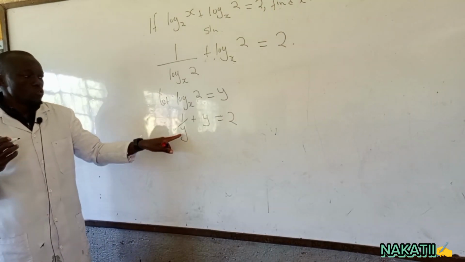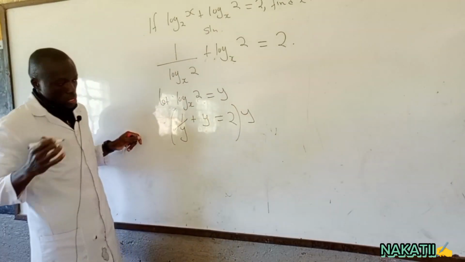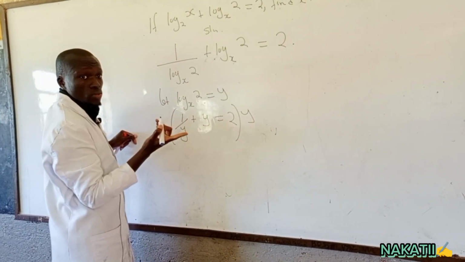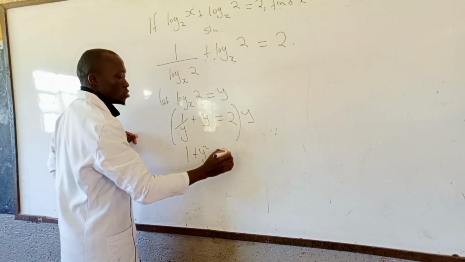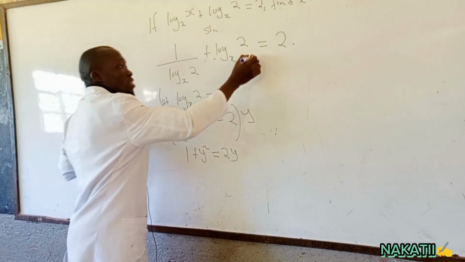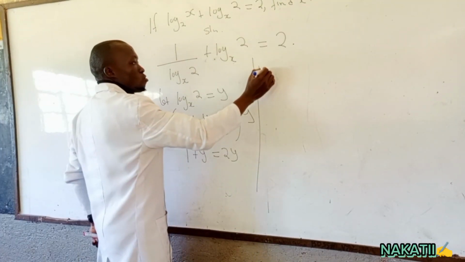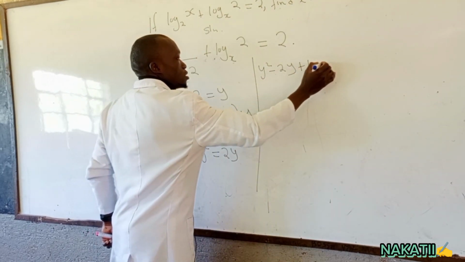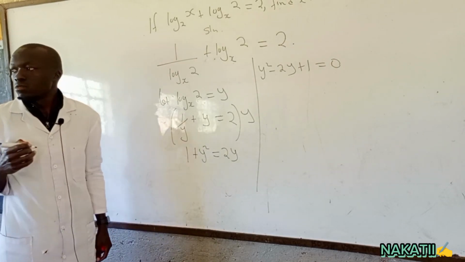Like that. Then to remove this y here, I multiply everything by y. If you do that, this y will cancel. I'm going to have 1 plus y squared is equal to 2y. We have formed a quadratic equation. If you rearrange it, you're going to have y squared minus 2y plus 1 is equal to 0. I've just rearranged it. It is a quadratic equation.